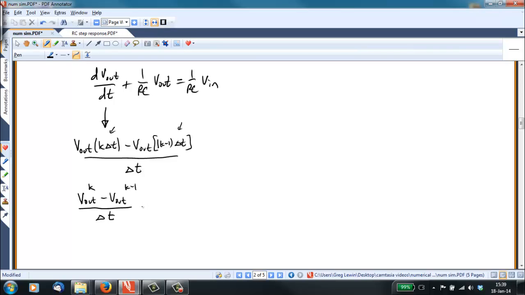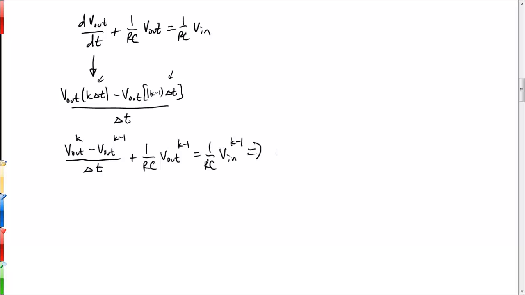And we can bring the rest of the terms of this equation down here, and we can say plus 1 over RC times V out at k minus 1 equals 1 over RC times V in at k minus 1. Why did I choose k minus 1 here? Well, it's pretty straightforward, because if we rearrange all of this, we do a little bit of algebra, and we get that V out at time step k is equal to V out at k minus 1, the previous time step, plus delta t times 1 over RC times V in at the previous time step, k minus 1, minus V out at the previous time step, k minus 1.